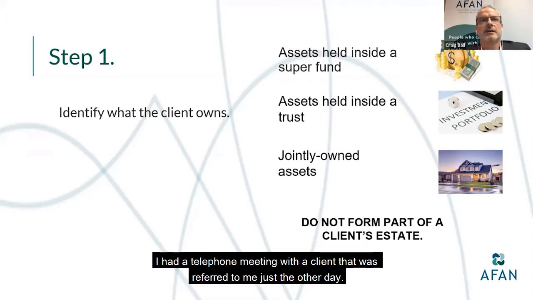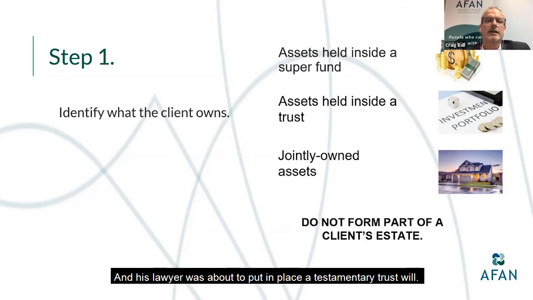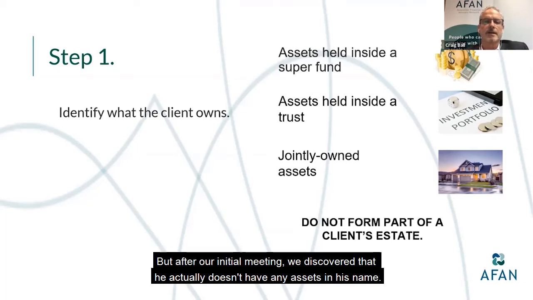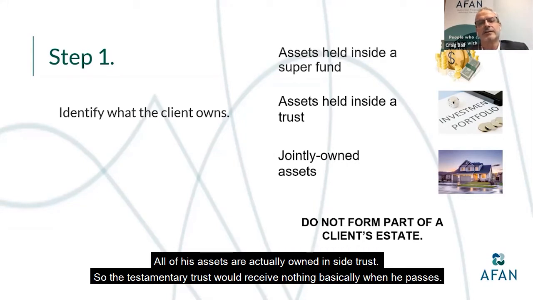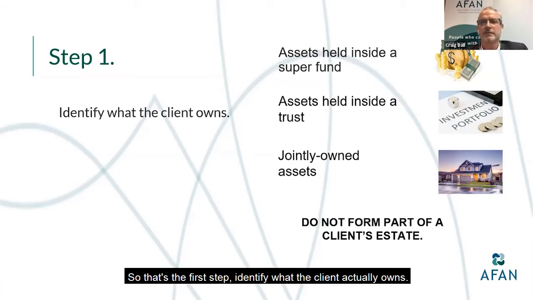I had a telephone meeting with a client that was referred to me just the other day, and his lawyer was about to put in place a testamentary trust will. But after our initial meeting, we discovered that he actually doesn't have any assets in his name. All of his assets are owned inside trusts. So the testamentary trust would receive nothing when he passes. So that's the first step: identify what the client actually owns.